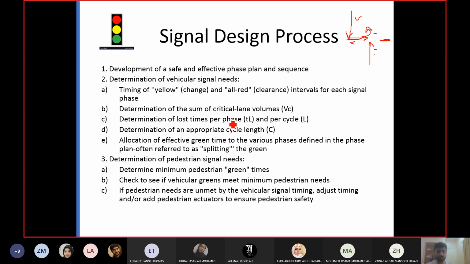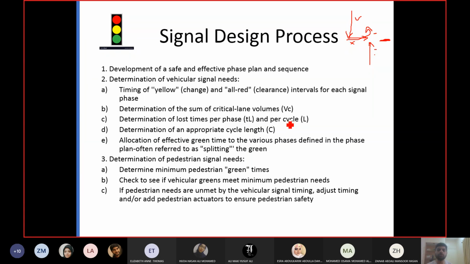So each phase can have its own loss time. You can calculate the clearance and the startup loss time for each phase separately as well. But normally they are taken as the same for all the phases. If you remember the examples which we did in the last chapter, we were doing n into TL, number of phases into the loss time for each phase. Here they are saying loss time per phase. But in the last chapter, they were also assuming the loss time for every phase to be the same. So that's why they were doing n into TL. So n into TL means each phase has the same loss time.